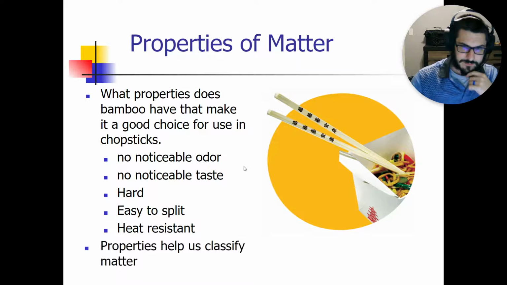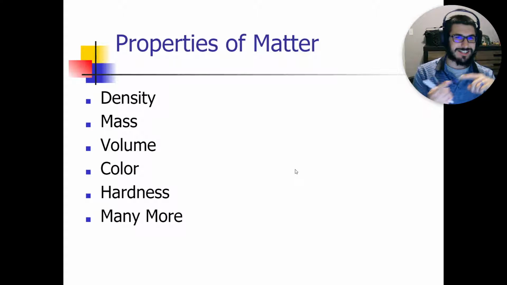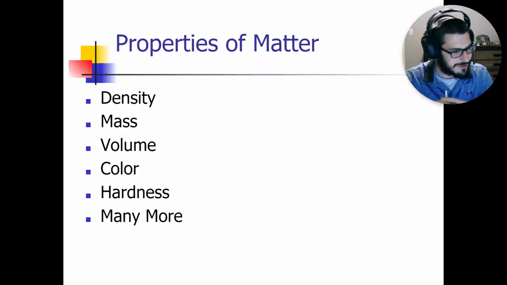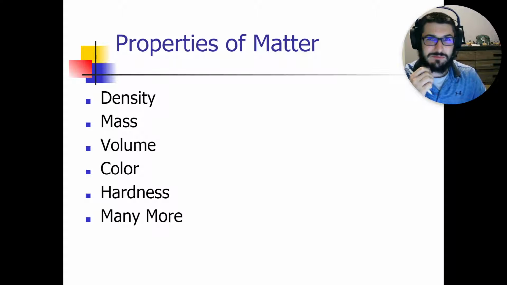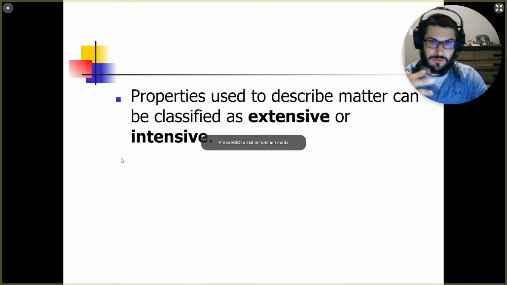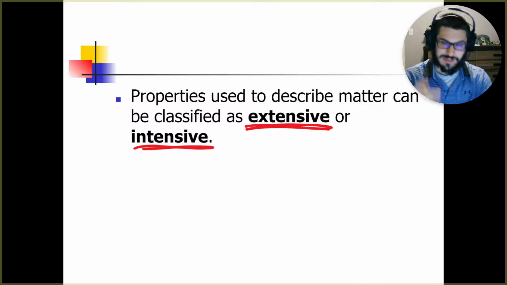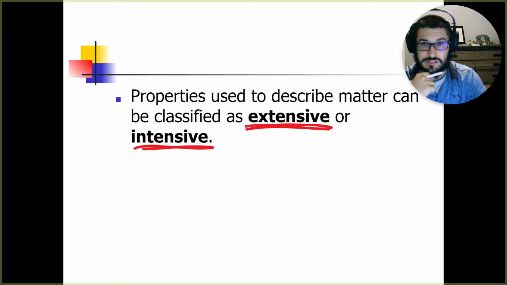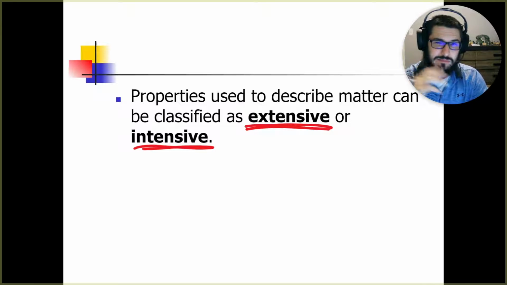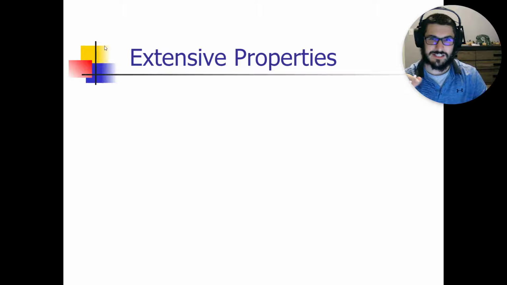of. And properties of matter help us classify where they go in relation to other types of matter. So some examples of properties are things like density, mass, volume, color, hardness. There are tons more types of properties, but these are just a few. If you remember back to our 3 objectives, we also needed to be able to talk about extensive and intensive properties. So we need to be able to describe matter and be able to tell if a property is an extensive property or an intensive property. So let's dive into that for a moment.